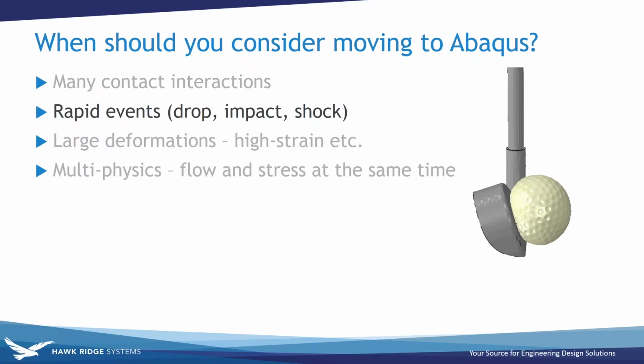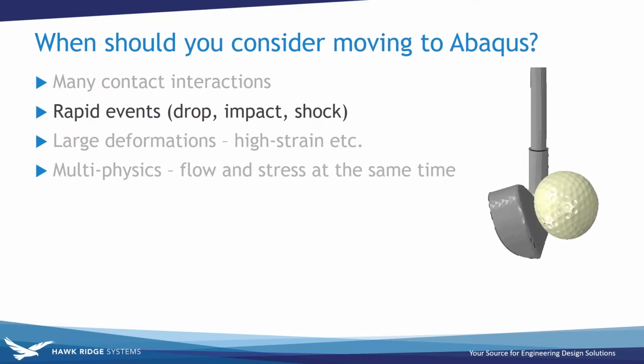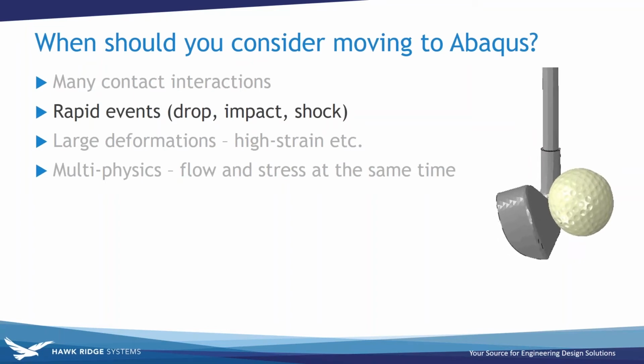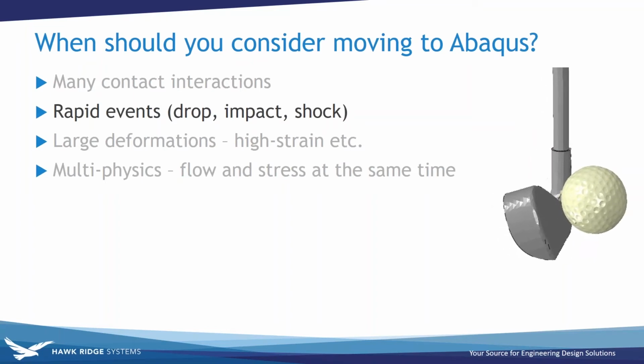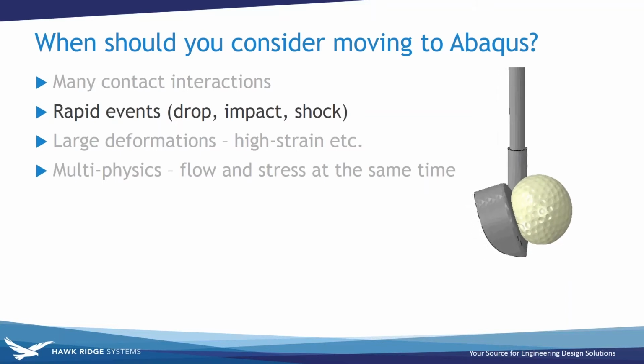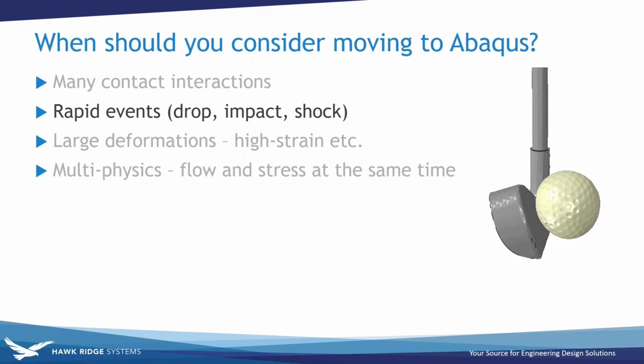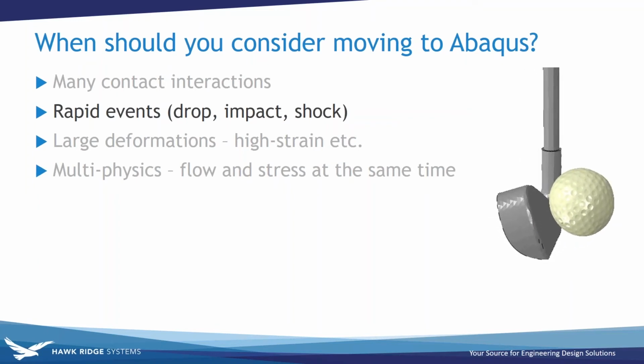Rapid events, either drop, impact, or shock, are definitely ones where it's pretty easy to know you're going to need to switch over to Abaqus. The dynamic, or at least the highly dynamic events in SOLIDWORKS, the capabilities are a bit limited. There is a drop test study option that you can use with an explicit solver, but the amount of control that you have over it is very limited.